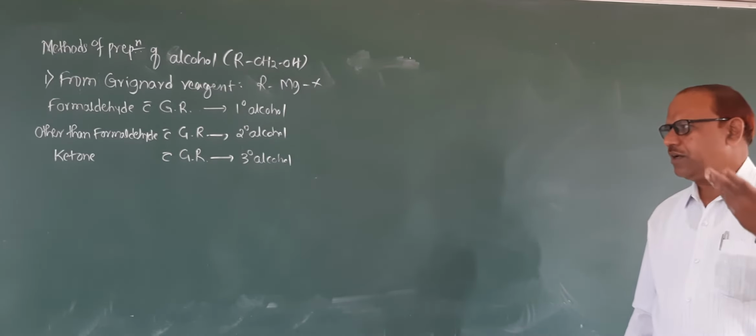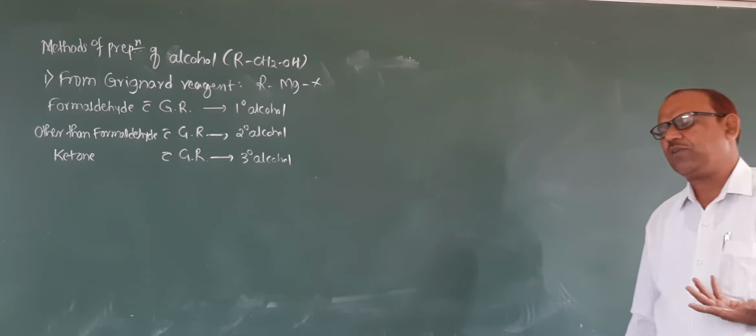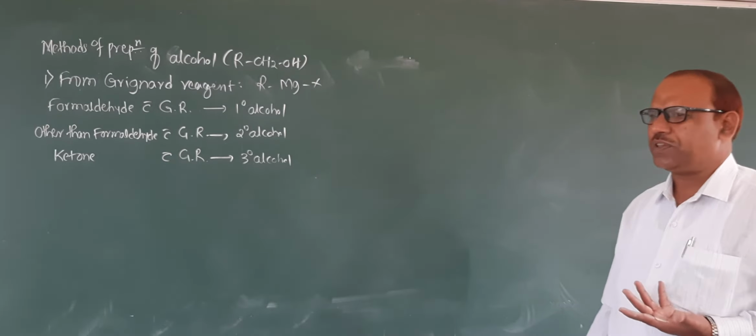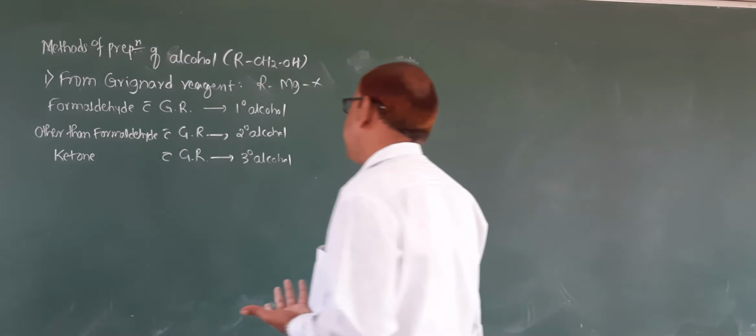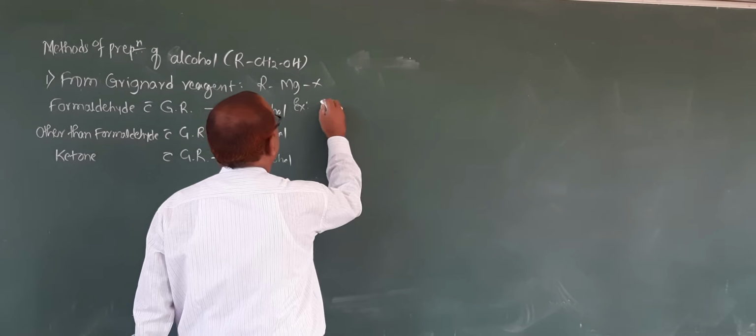Then except formaldehyde, if you have any other aldehyde, you will get secondary alcohol. If you take a ketone with a Grignard reagent, you will get tertiary alcohol. We will take an example for each one.